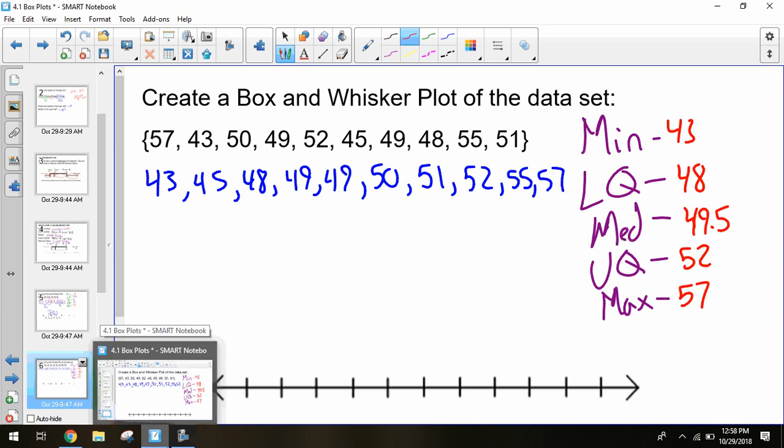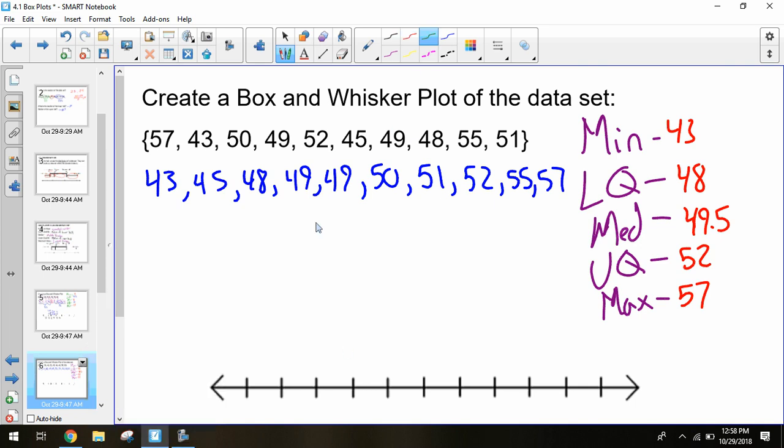So by now you should have this information. If your lower and upper quartiles are off, my assumption would be when you got to those middle two numbers of 49 and 50 to get your 49.5 as your median. If you got a different number for your lower and upper quartile, it's probably because you didn't include 49 or 50 in those lower ranges.